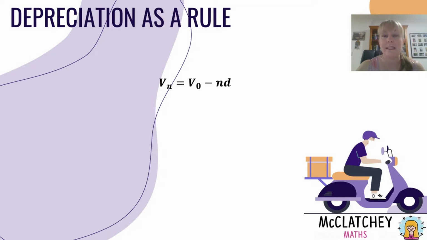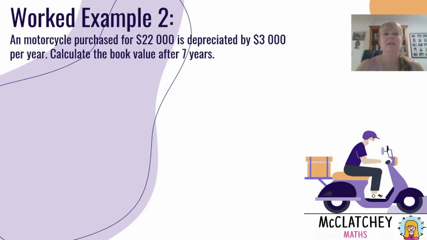We're using 1 less here because we're starting at time 0, and the end of the first year becomes the beginning of the first year for the next row, like we did on our previous example. So we don't need the n - 1 in this case. So let's look at an example and apply the rule. We've got a motorcycle purchased for $22,000, depreciating by $3,000 every year.